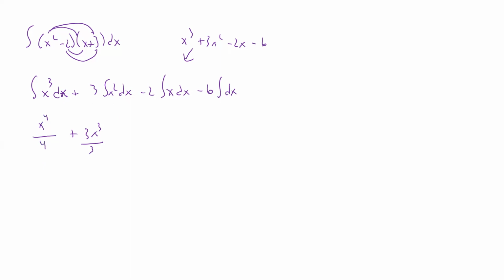That one goes to 3 over 3. And then minus 2x squared over 2. And then minus 6x. And now plus c. Now, can't reduce this one. That one I can reduce. That one I can reduce. And so it looks like then I get for a final answer x to the 4th over 4 plus x cubed minus x squared minus 6x plus c. Okay. All right, so that's the end of that one. So we'll pause here and we'll come back for more.